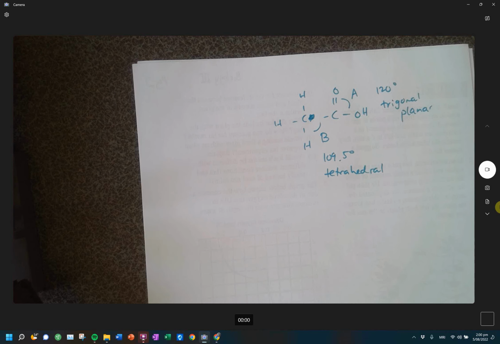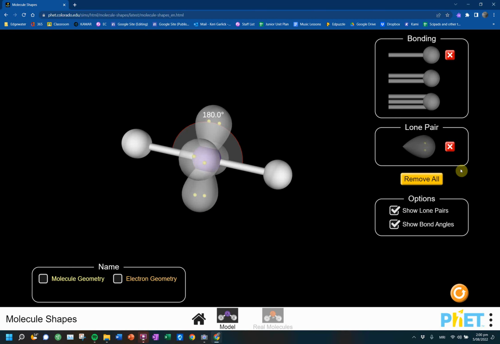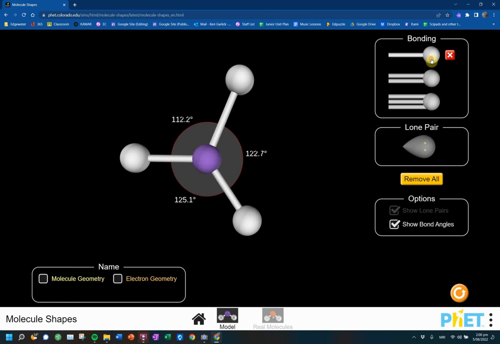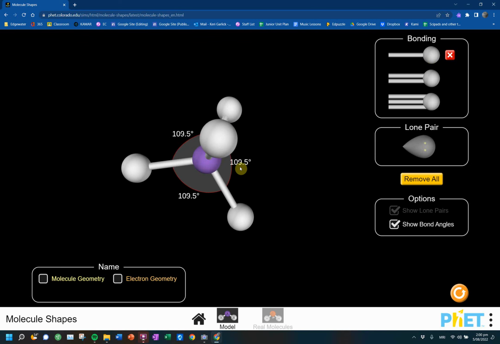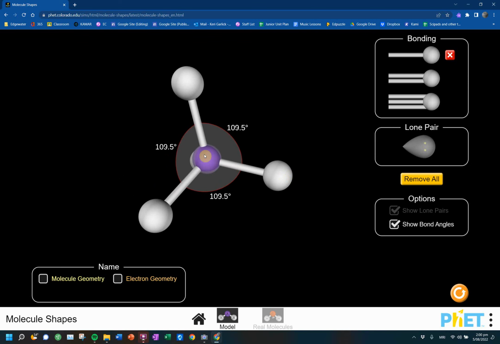Yeah, Charlie. If there's 4 regions, why is it 109.5? So, trying to find it. Here we go. So if I remove all these guys, and I have 4 regions of electron density, it's 109.5. It's how it works out the space between this atom and that atom. Yeah. So what that means is if you had that molecule and you had another thing coming off of it, this section would be 109.5. And then if I had 3 atoms coming off of this one, then that would be 120. So the atoms over there would be 120. The atoms over here would be 109. Does that make sense? Yeah.